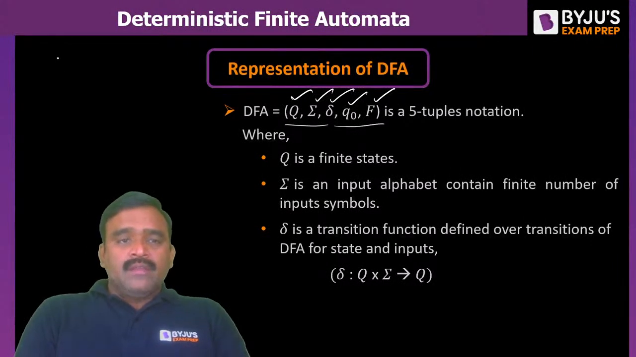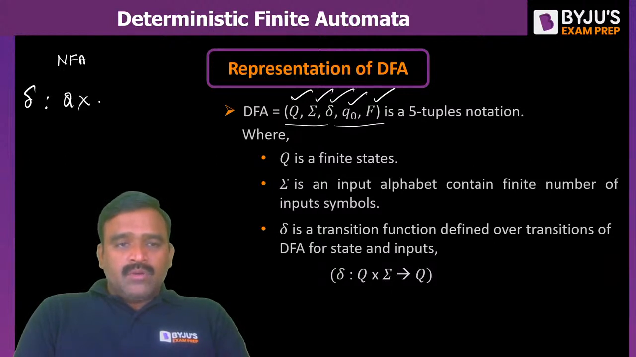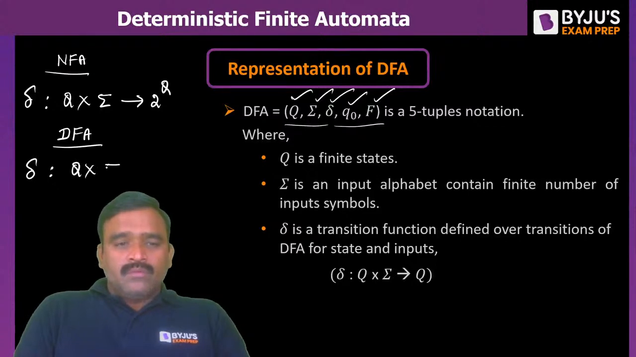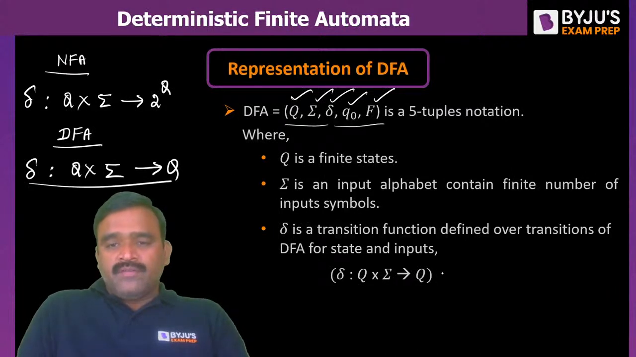In NFA, the difference is like this. In NFA, what is the delta? Delta is from Q cross sigma to 2 power Q. That means state and input can have 0 or more transitions, the power set. This is NFA. In the case of DFA, for one state and one input, there is only one transition. Delta is from Q cross sigma to Q. One state and one input should have only one transition. That is what is defined here.